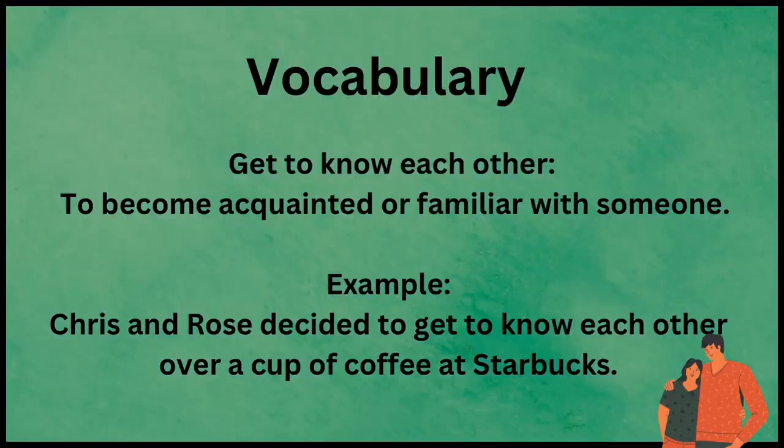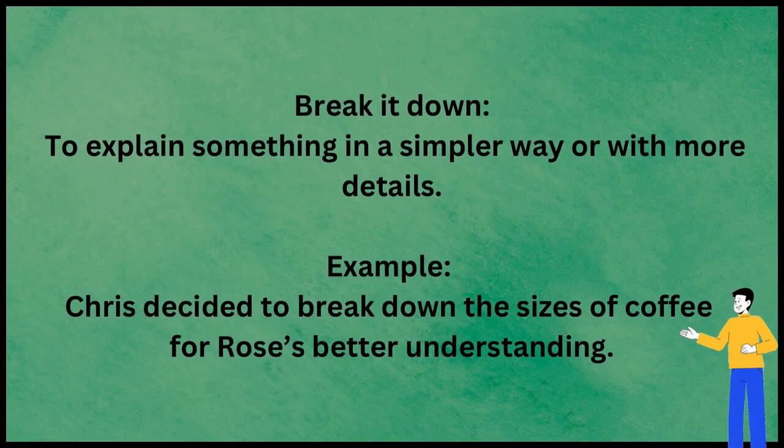Get to know each other means to become acquainted or familiar with someone. Example: Chris and Rose decided to get to know each other over a cup of coffee at Starbucks. Break it down means to explain something in a simpler way or with more details. Example: Chris decided to break down the sizes of coffee for Rose's better understanding.